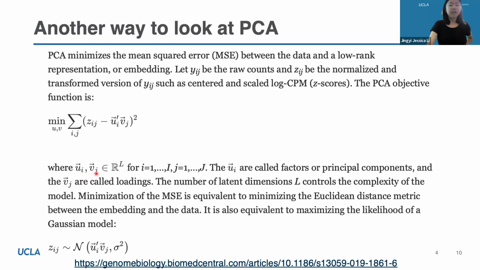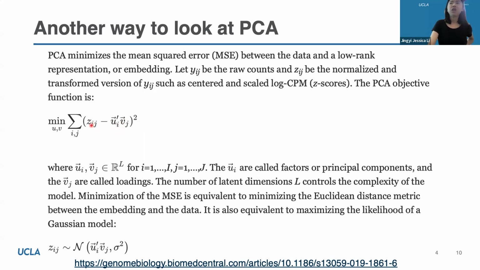Vj is gene j's loadings in the L PCs. So this is like a loading vector for gene j. This is the PC score vector for cell i. And this is something transpose. The prime here means transpose. So then you have an L dimensional vector transpose times an L dimensional vector. Linear algebra will give you a scalar. And the scalar is what PCA's reconstruction is. So you can reconstruct your original Zij.